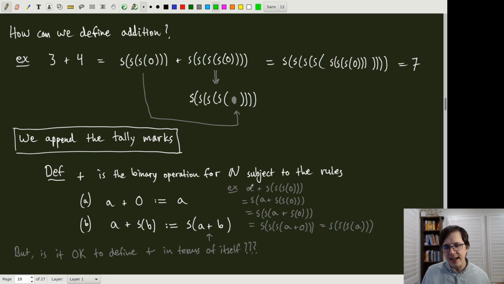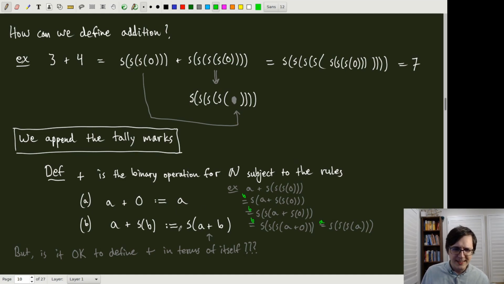So let's say we have a number a, and we're adding 3 to it. So by rule B, the successor on the outside of the second number is pulled out to the whole outside. And then by rule B again, the successor of the second number, 2, that's in here, gets pulled out. And then there's another successor, and we pull that out. And then we have the plus 0, so we apply rule A. And what we have is a plus 3 is the successor of the successor of the successor of a. So it's kind of following the scheme from the example.